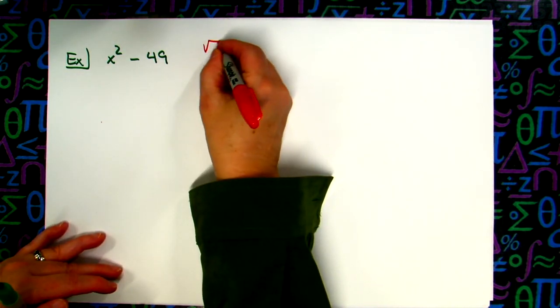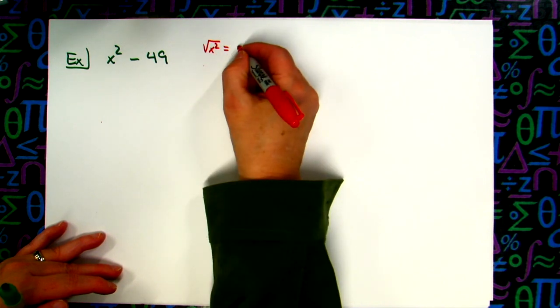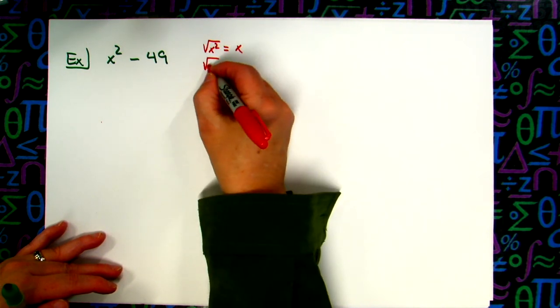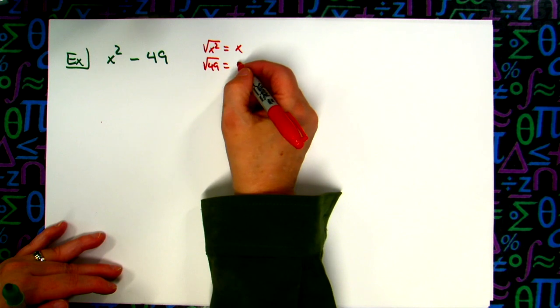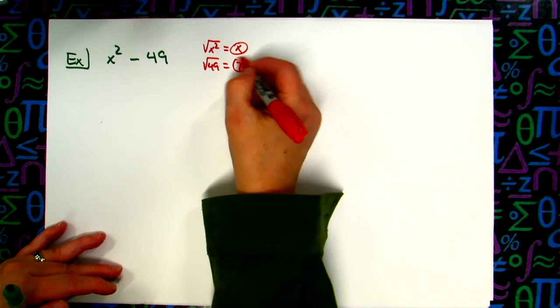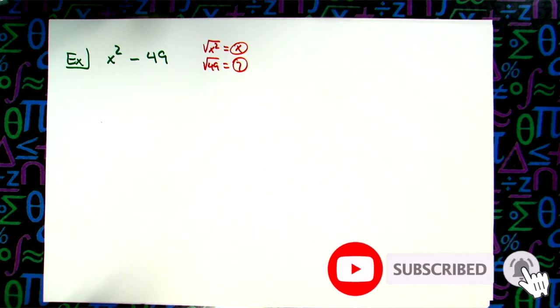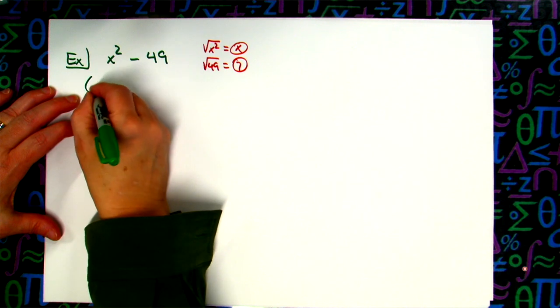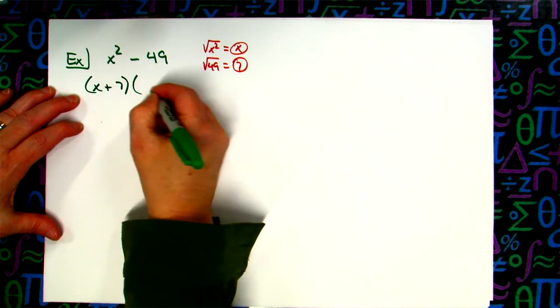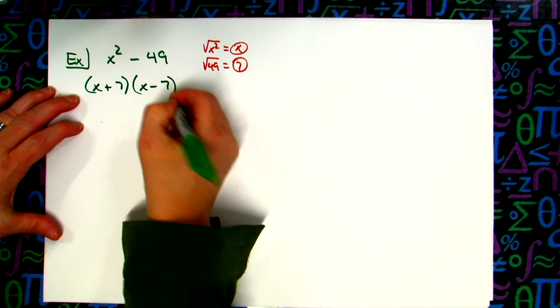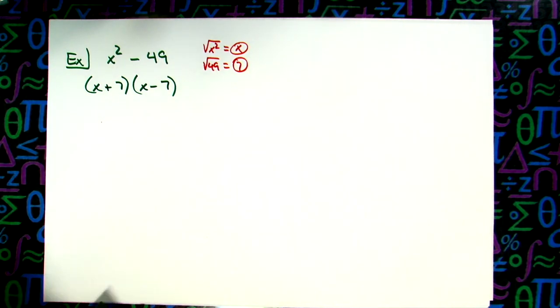If I take the square root of x squared, what do I get? X. If I take the square root of 49, what do I get? 7. So these two numbers I'm going to use, and I am going to write them with a plus sign and a minus sign. So I'm going to write an x plus a 7, and then I'm going to turn around and write x minus 7. All right, I'm going to memorize it. I know every time that the difference of two squares is going to factor like this.